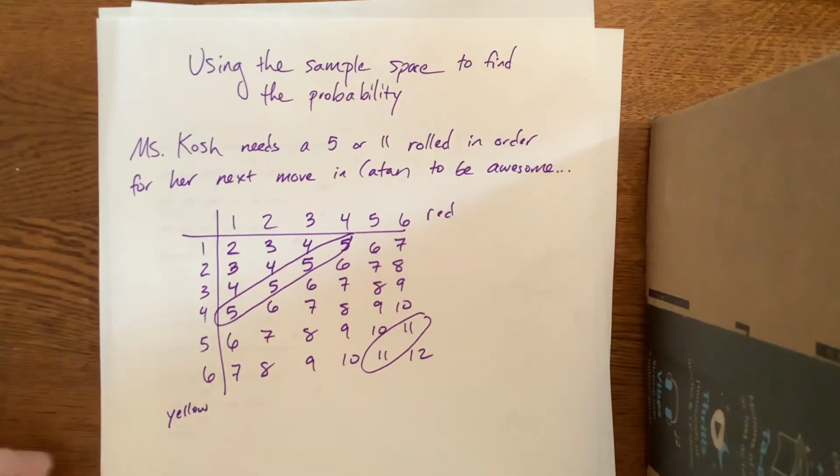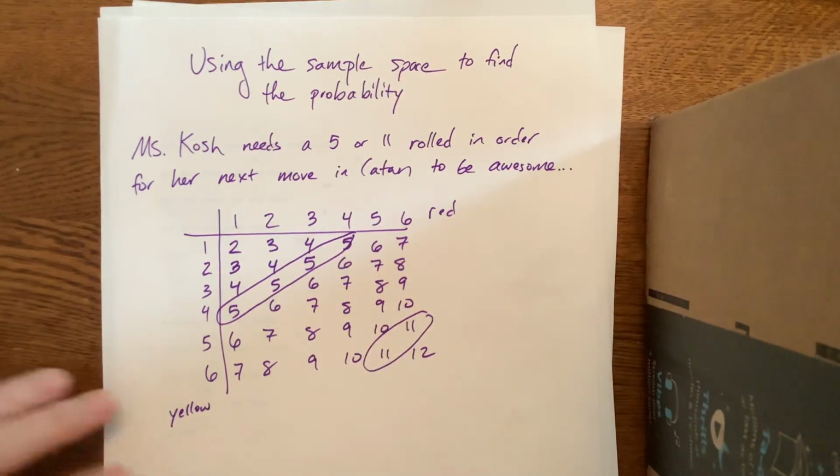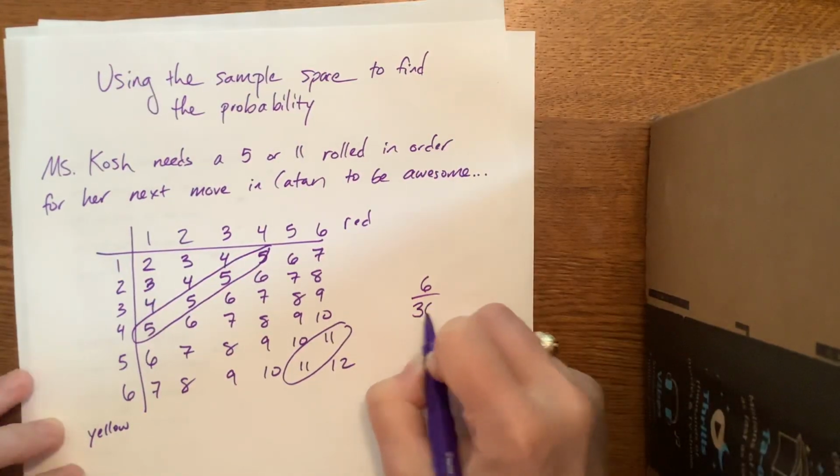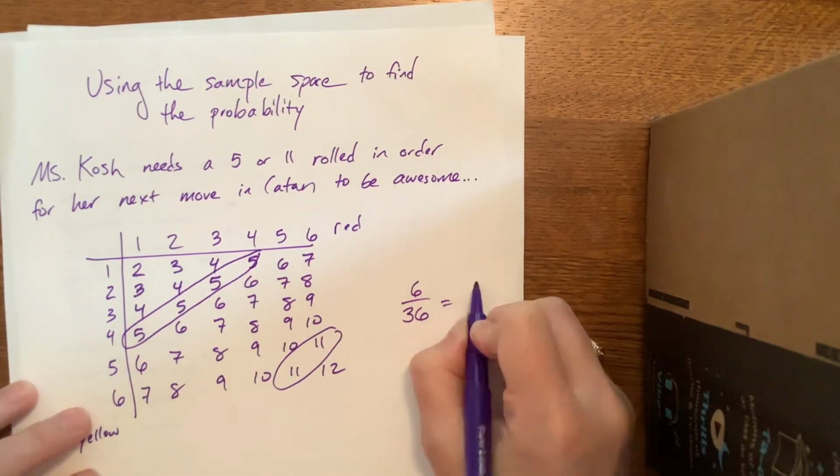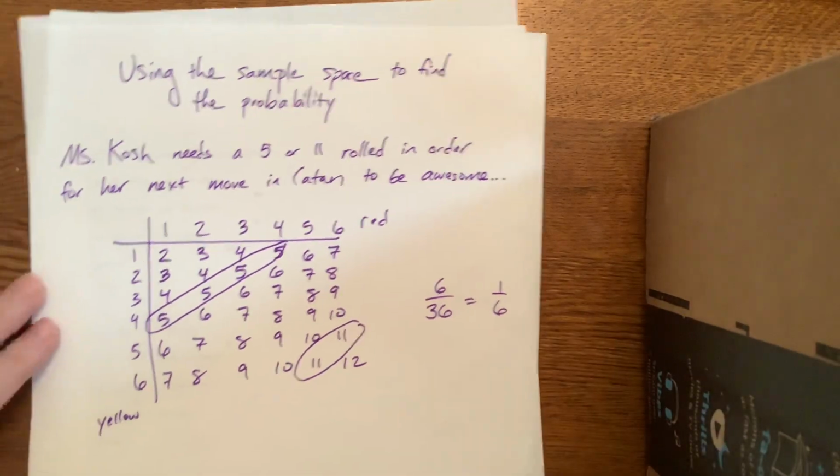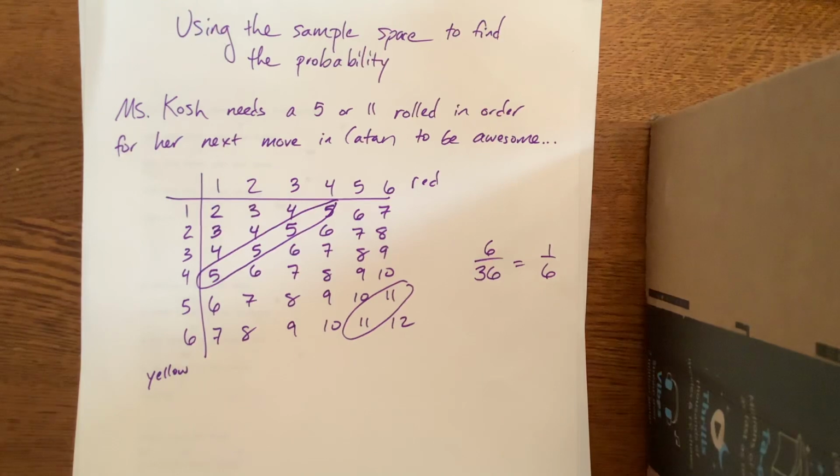So in this particular game, in order for me to be happy, there are 6 possible ways out of the 36 ways. So I have a 1 in 6 chance of being able to do my awesome move without having to trade with somebody.